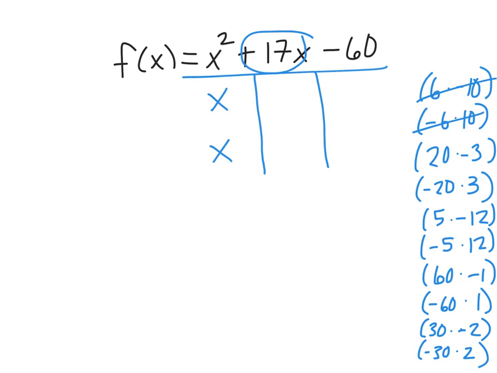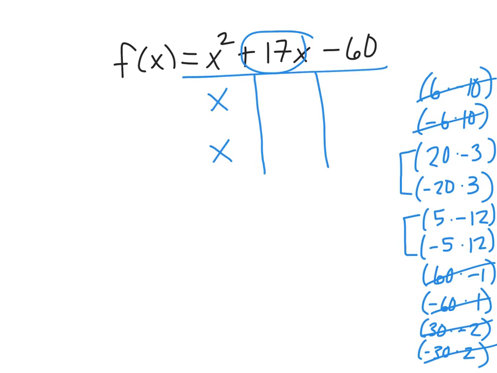20 plus 3 is 23, and 20 minus 3 is 17. Ooh, this might work. Right? I'm looking for 17, and that might work. Let's look at the next scenario. 5 plus 12 is also 17, and 5 minus 12 is 7. This might also work as a combination. 60 plus 1 is 61. 60 minus 1 is 59. This will definitely not give me 17. And then lastly, 30 plus 2 is 32, or 30 minus 2 is 28. This also does not work.